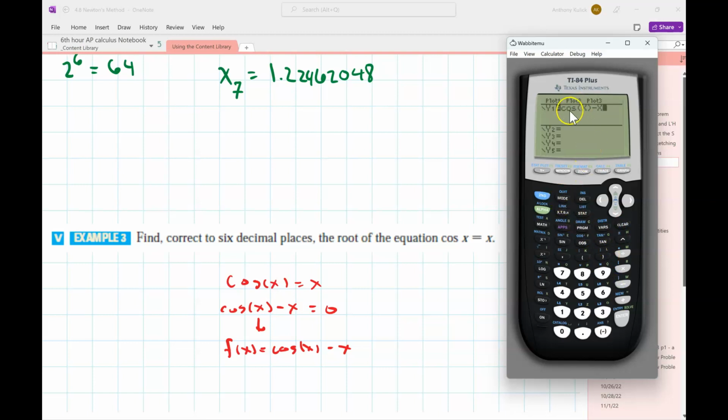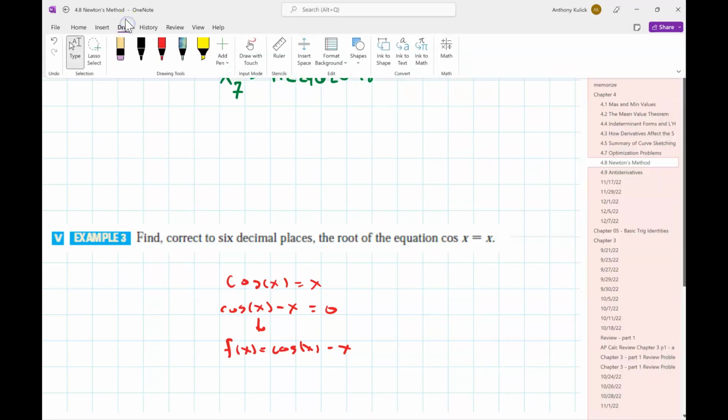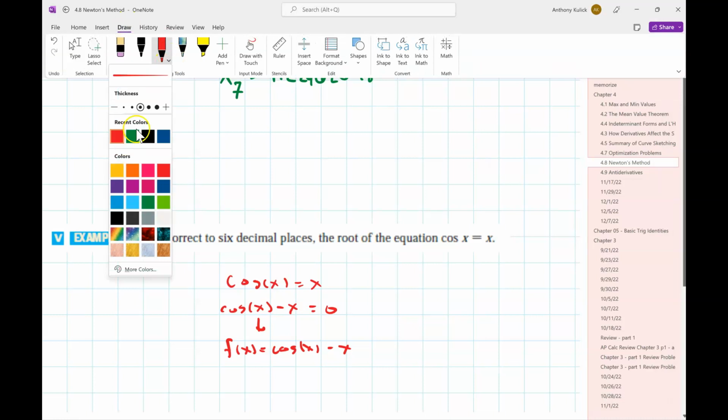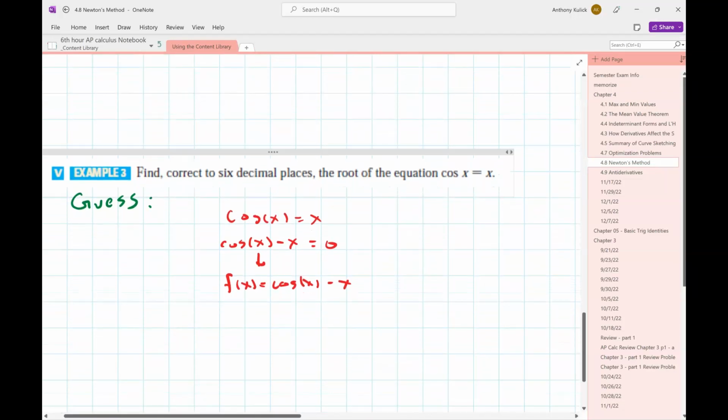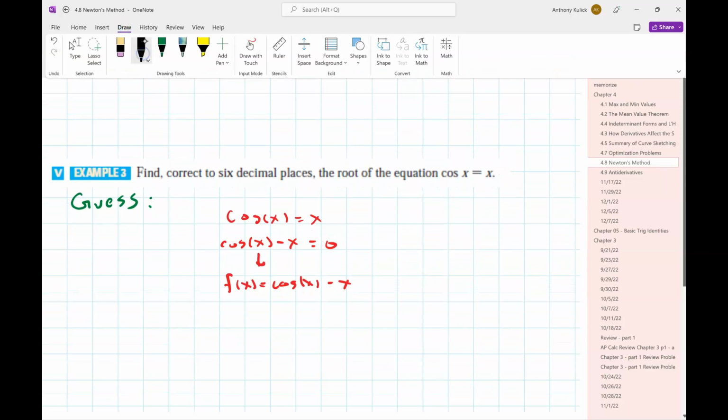Notice that I have a cosine function in here. What mode should my calculator be in? Radian. So double check to make sure you're in radian mode. I am. Now let's figure out a guess. Assume that this is a no calculator situation. How would Mr. Kulik go about getting a guess?